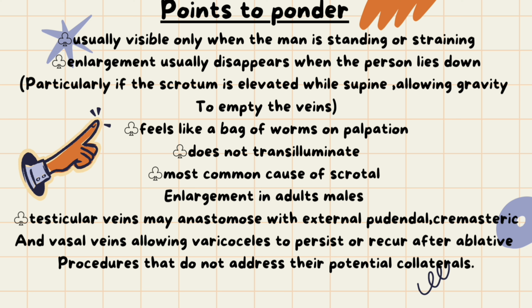It does not transilluminate because it is composed of engorged veins filled with blood, which blocks the passage of light. It is the most common cause of scrotal enlargement in adult males. Testicular veins may anastomose with external pudendal, cremasteric and basal veins, allowing varicoceles to persist or recur after ablative procedures that do not address their potential collateral effect.